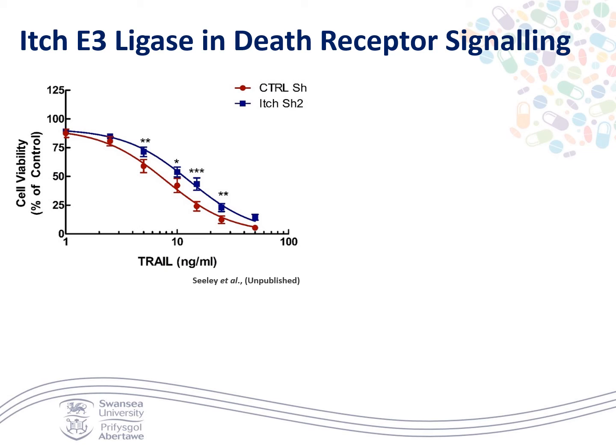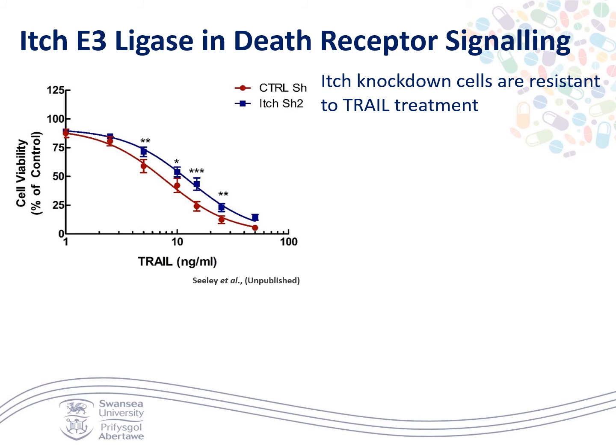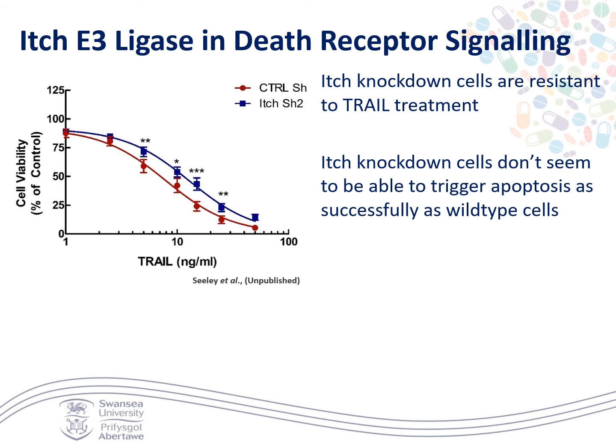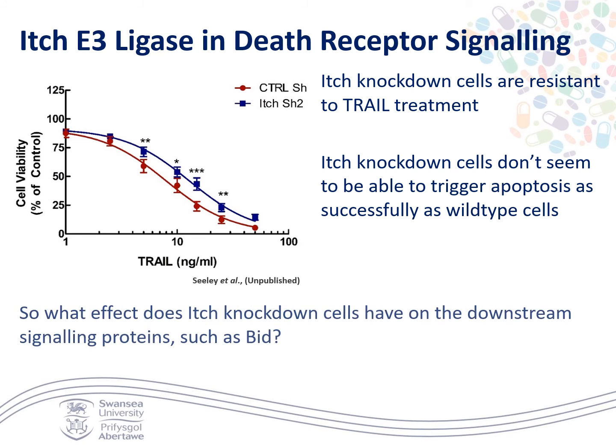Moreover, ITCH knockdown cells, shown in blue here again, were shown to have increased cell viability compared to those that had ITCH expression. So essentially, when there was less DR5 on the cell membrane, when we activated with TRAIL, we saw less death. Makes sense? Less receptors on the membrane, less activation, less signaling, less death. And so ITCH knockdown cells were shown to be more resistant to TRAIL treatment than those of their wild-type counterpart. It seems that ITCH knockdown cells don't seem to be able to trigger apoptosis as well as wild-type cells.